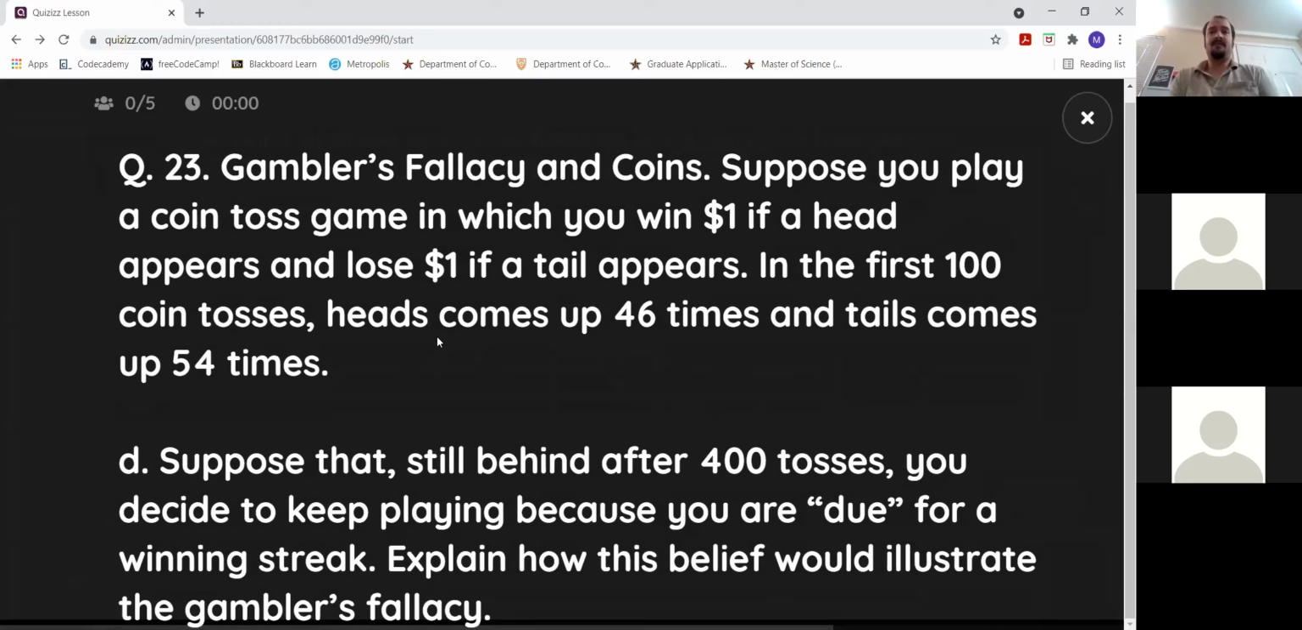Gambler's fallacy coins. Suppose you play a coin. Okay, same thing. Suppose that, still behind after 400 tosses, you decide to keep playing because you are due for a winning streak. How does that illustrate the gambler's fallacy?